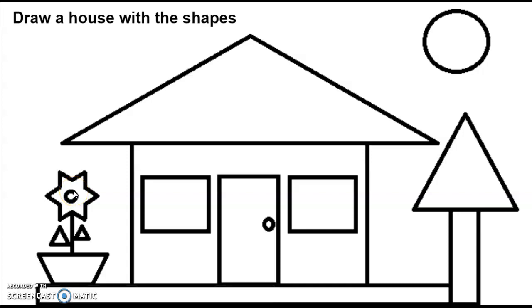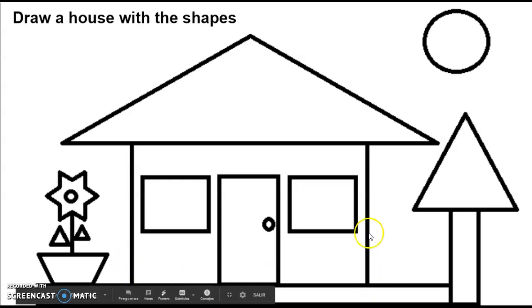Now we are going to do this activity. You are going to draw a house with the shapes. This is a house and these are some shapes. The roof is a triangle. This is a triangle.